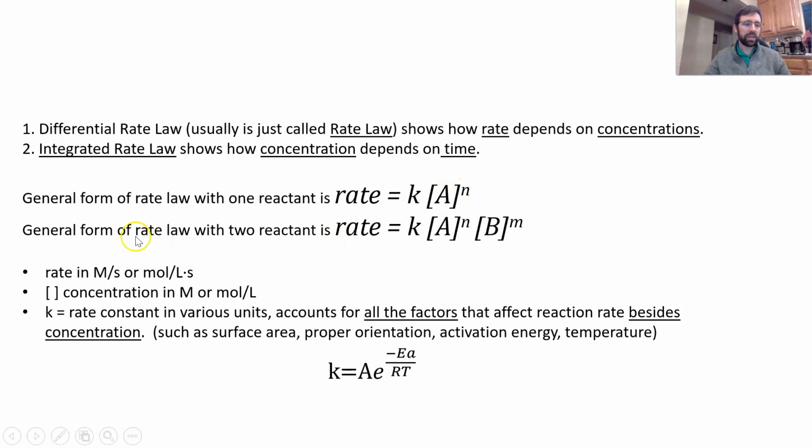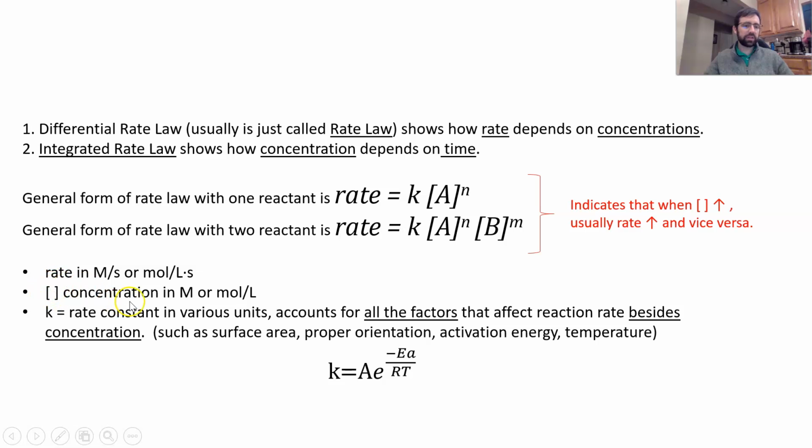The general form of the rate law with two reactants is rate equals K times A to the N times B to the M, and these brackets mean concentration. So what these both indicate is that when the concentration increases, usually the rate increases, and vice versa. The opposite's also true. Rate is given in molarity per second or moles per liter second. So it's the concentration changing over time.